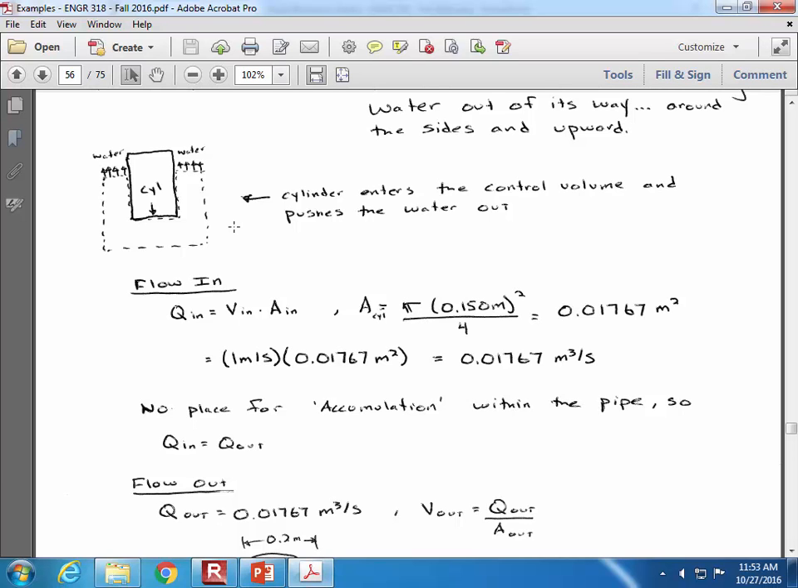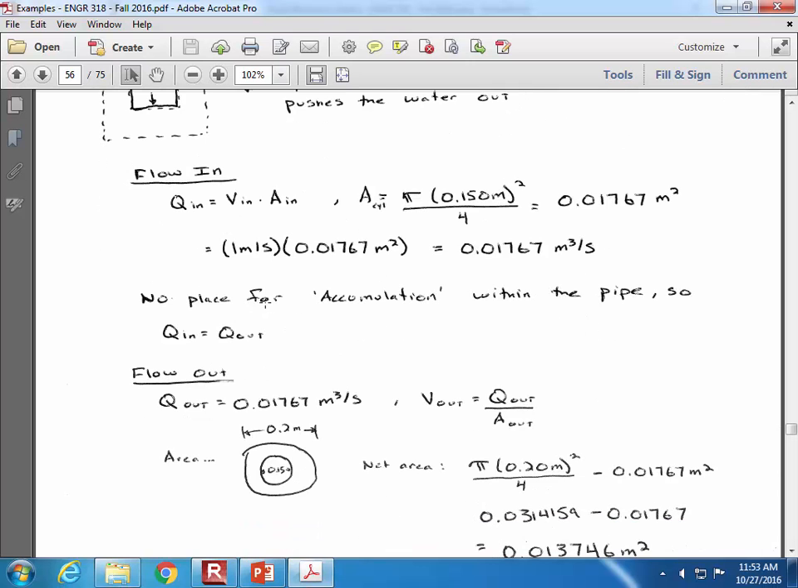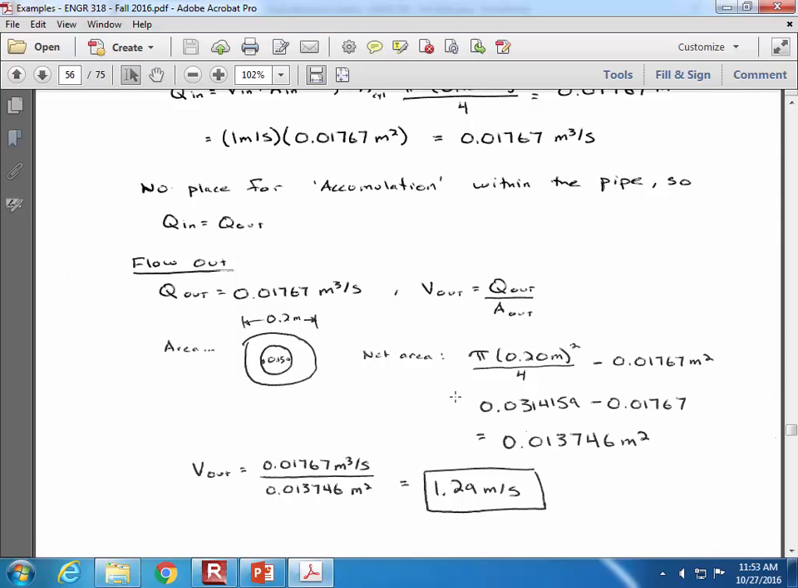So the flow in is 0.01767 cubic meters per second when we multiply the velocity by the area of the cylinder, which is what's forcing the water downward. But then that water is going to have to flow around the outside edge, and so this shows the net area. So this 0.013746 is the net area on the outside of the cylinder. It's the difference in the two circles. And so we know what the velocity has to be because we know the flow rate going through that space, and we know the area of that space. So Q divided by A will give us V. And that's where 1.29 meters per second comes from.